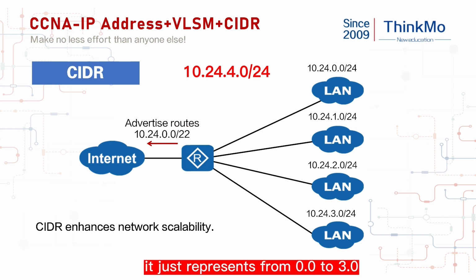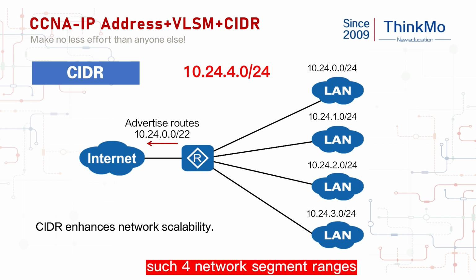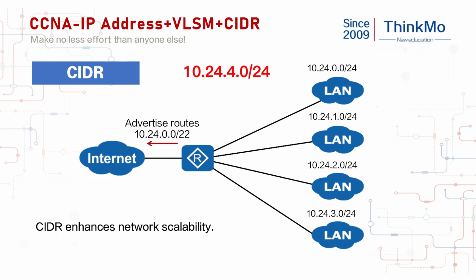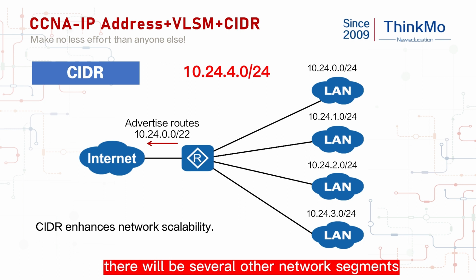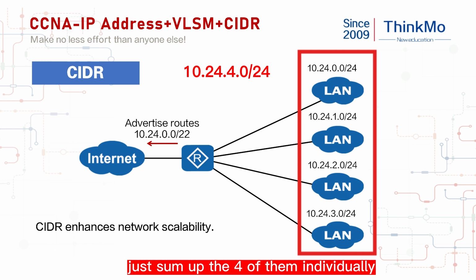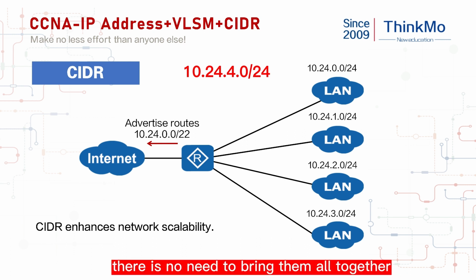It just represents from 0.0 to 3.0, such 4 network segment ranges. But if you add a network segment such as 4.0 and aggregate them together, in the aggregated network segment there will be several other network segments, just a few more small network segments. What if this happens? Just sum up the 4 of them individually, then announce the extra one separately. There is no need to bring them all together.